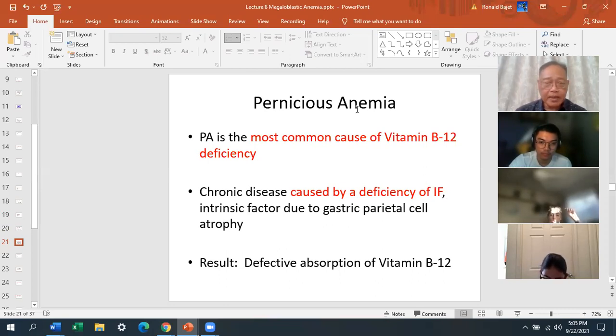Okay. The result is defective absorption of vitamin B12. Obviously, because intrinsic factor is either broken or absent, it will not bind. Nothing will bind to vitamin B12. You won't form that B12-IF complex.